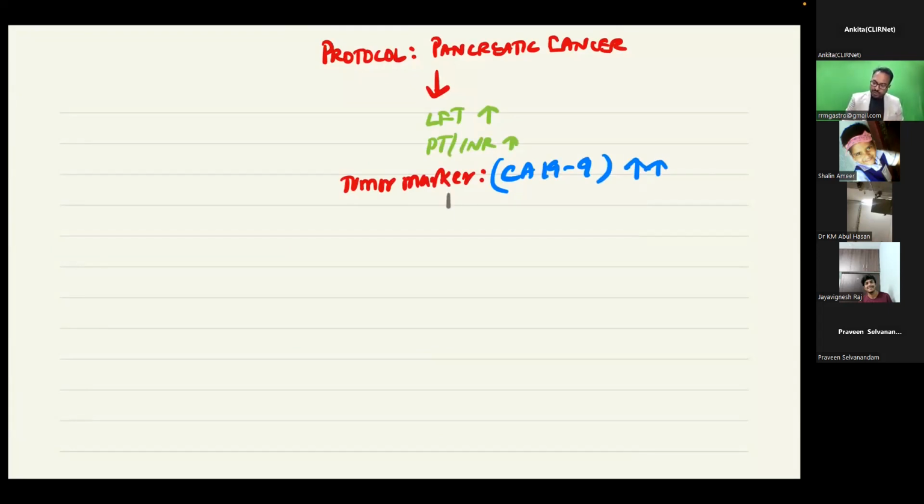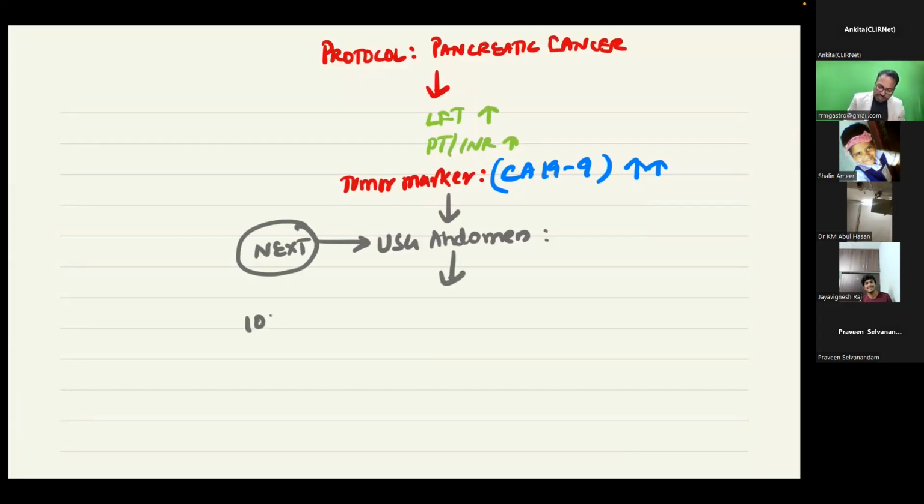When we start investigating, the next investigation done is always ultrasound. Ultrasound abdomen is not sensitive for pancreatic cancer, but it will give a clue that there is a lesion in the pancreas. But what is the investigation of choice for pancreatic cancer?